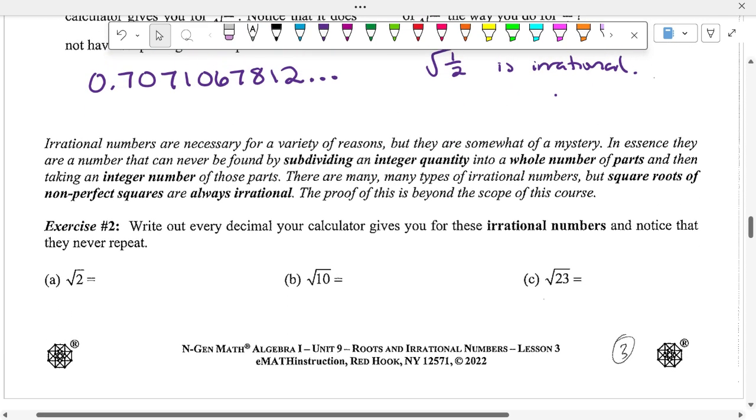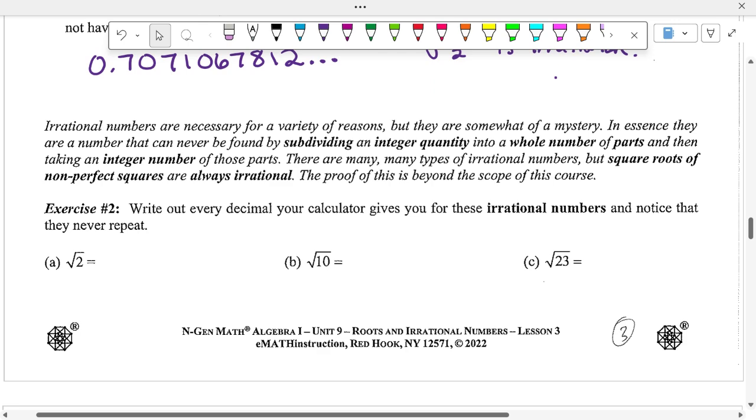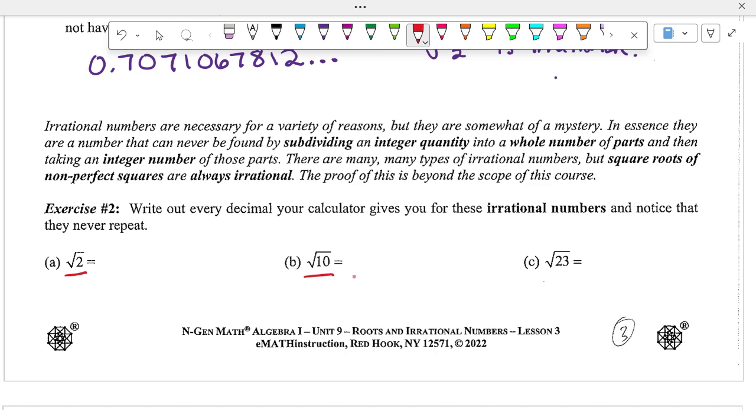Now, we're going to skip exercise 2 because all it is, is that you're just going to put those in your calculator and write out all the decimal places that you see. Just know that all 3 of these are considered irrational numbers because the decimals will never end. There's no rhyme or reason. There's no clear pattern of how they're repeating. They're just random numbers that keep on going forever and ever.